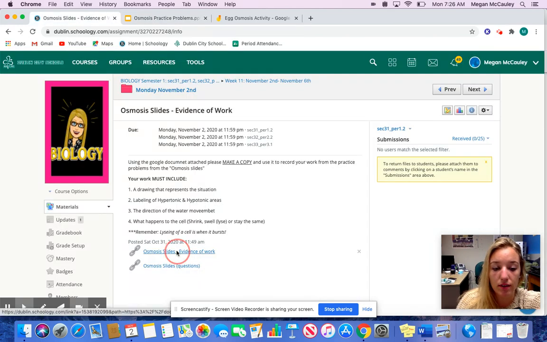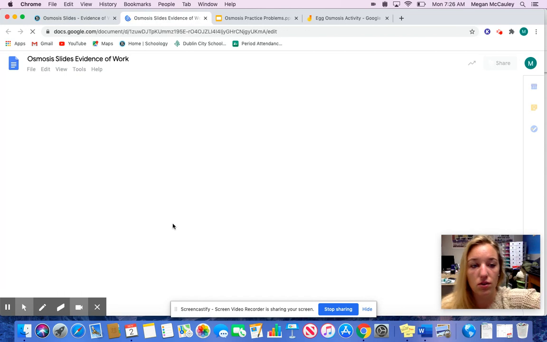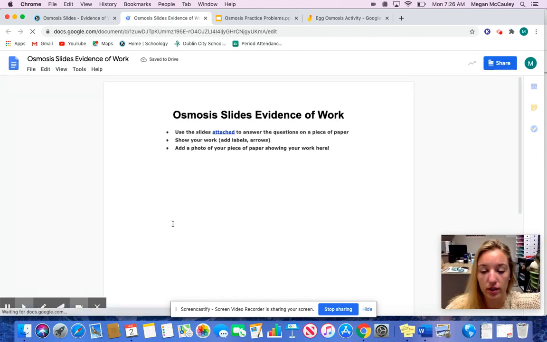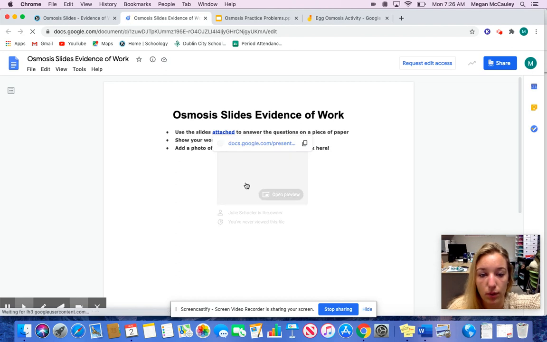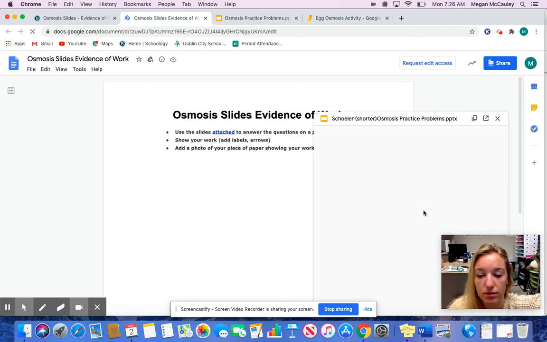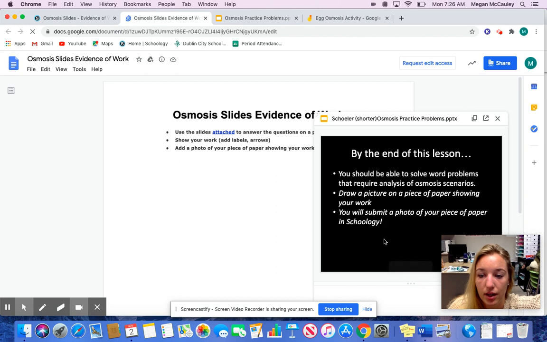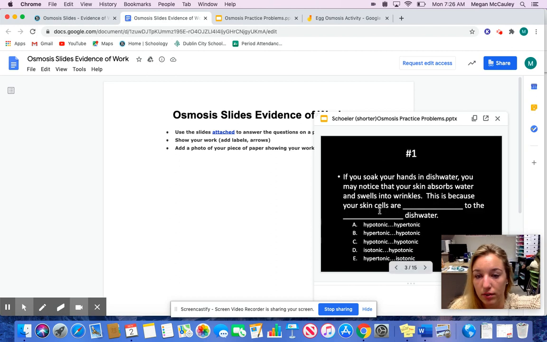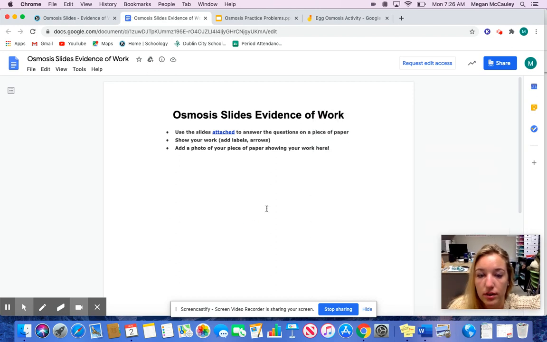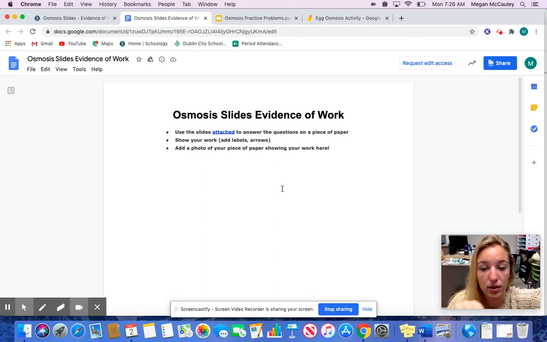Now, when you're doing this, you need to show some evidence of work. There are some slides attached to these too. You can pull them up right here. Then there are the same questions. To answer the questions on this piece of paper, show your work, add labels, arrows. I should see you labeling hypertonic, hypotonic, which way the water is moving, and draw yourself a picture. This is where your evidence of your work goes.